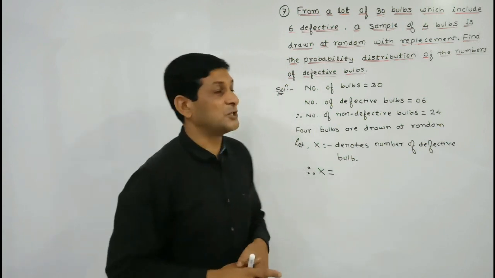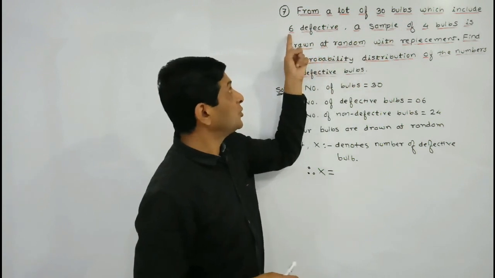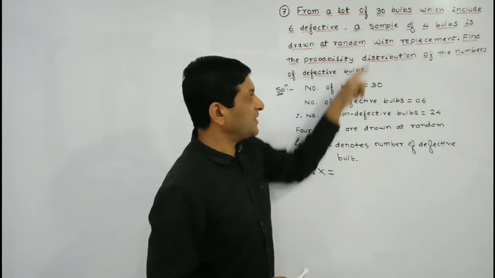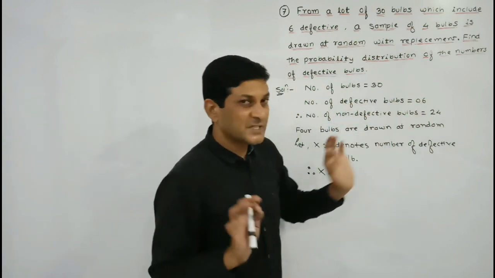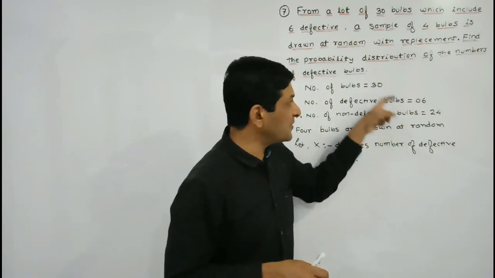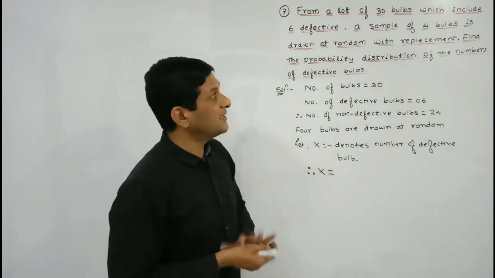Observe the given condition. From a lot of 30 bulbs which include 6 defective. So the number of bulbs is 30. Out of these 30 bulbs, defective bulbs are 6. If 6 are defective, then the number of non-defective bulbs is 30 minus 6, which is equal to 24. Now what is the condition?